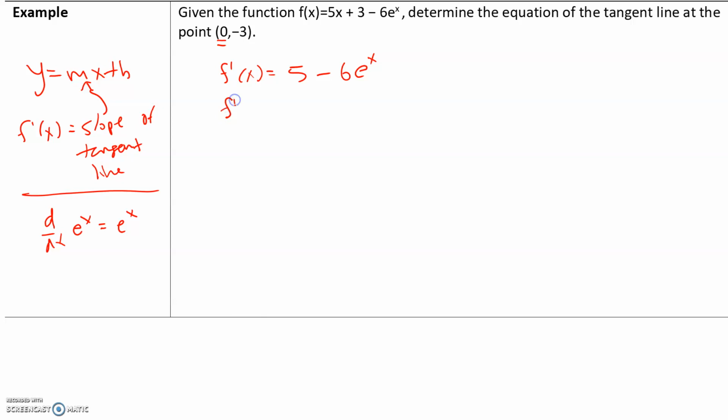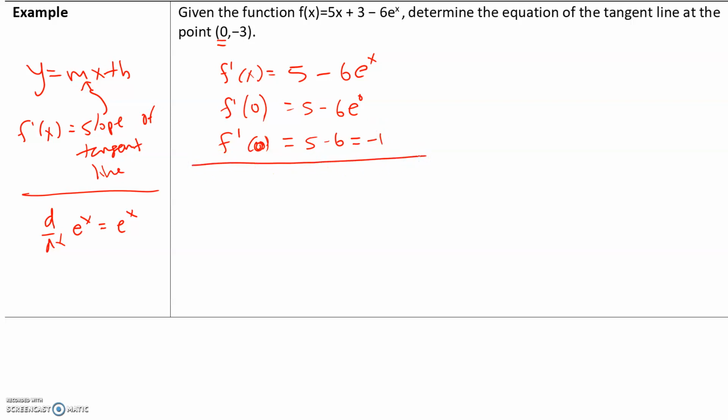So we want to figure out what is the slope of the tangent line, f prime, at the point x = 0. So this is 5 minus 6e to the 0 power. This is equal to f prime of 0. Once again, f prime is the slope of the tangent line at the point x = 0. e to the 0 is 1, so we got 5 minus 6, which is negative 1. That's just the slope of the tangent line.